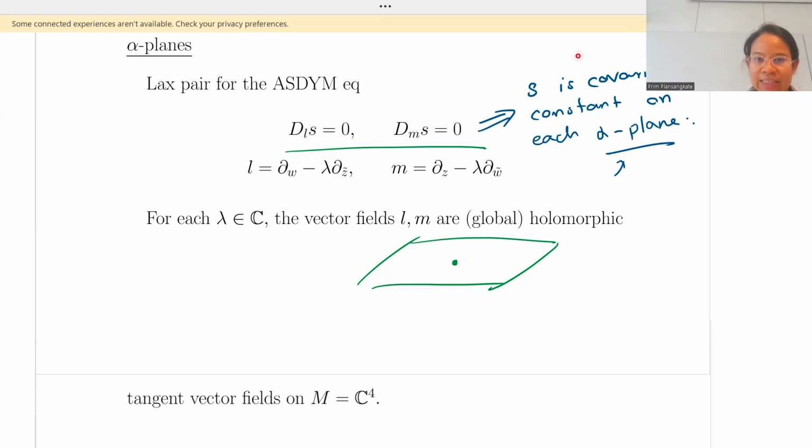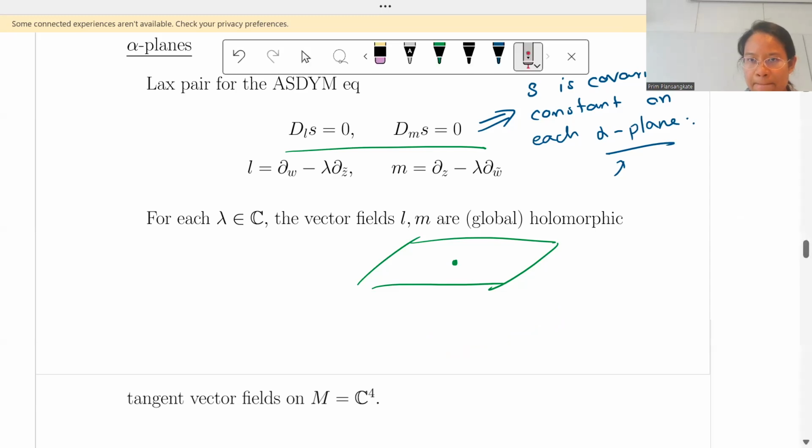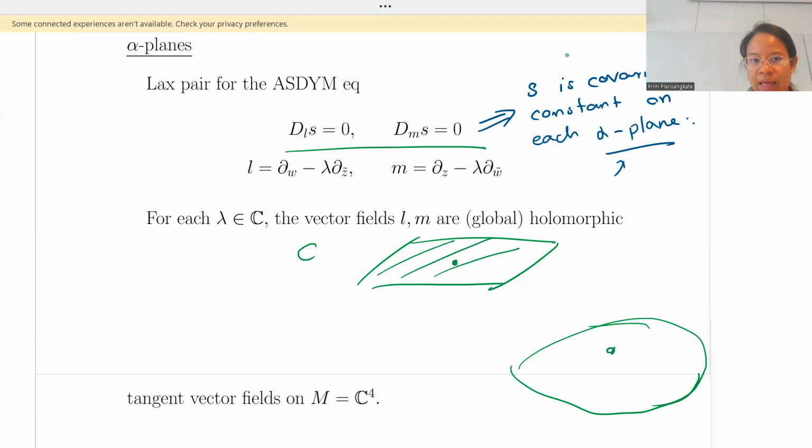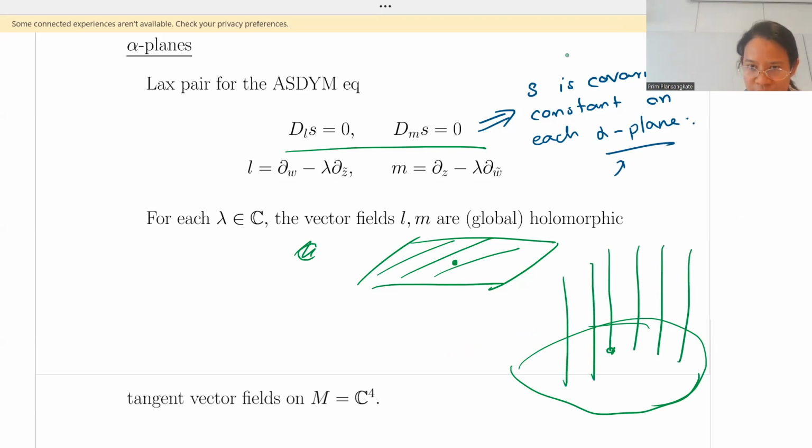Okay, and what is a twistor space? A twistor space is a space of alpha planes. So if we look at a twistor space, a point in here is an alpha plane. Now over an alpha plane, we attach an n-dimensional complex vector space to it. So this gives a way to form vector bundles, complex vector bundles, in fact holomorphic vector bundles, over the space of alpha planes, which is the twistor space.